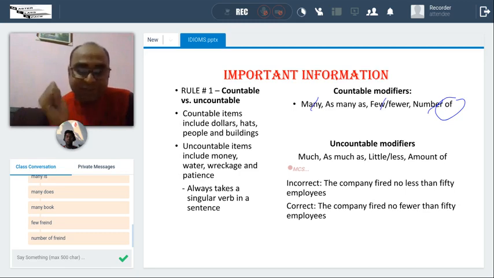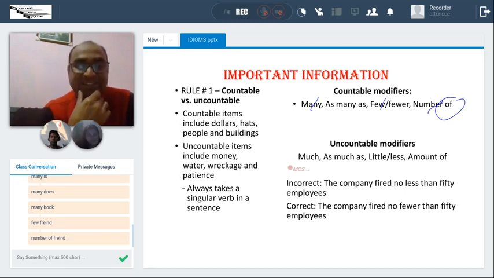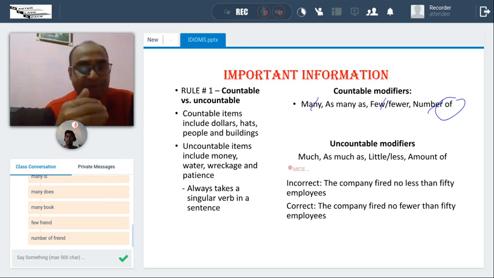At the same time, if it is much, little, amount, in that case it will be an uncountable noun and always singular. So, much water, little water, amount of tea. So with these words, we always use singular.